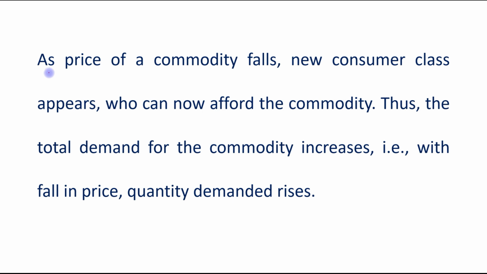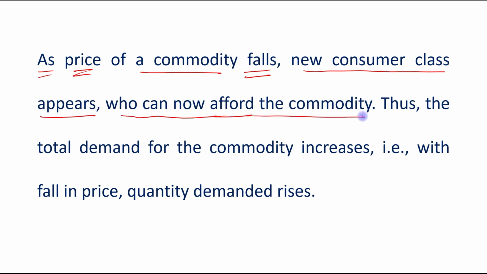Let's read word by word. As price of a commodity falls, new consumer class appears who can now afford the commodity. Let's understand this. Suppose there is a commodity X, and its price is rupees 100.